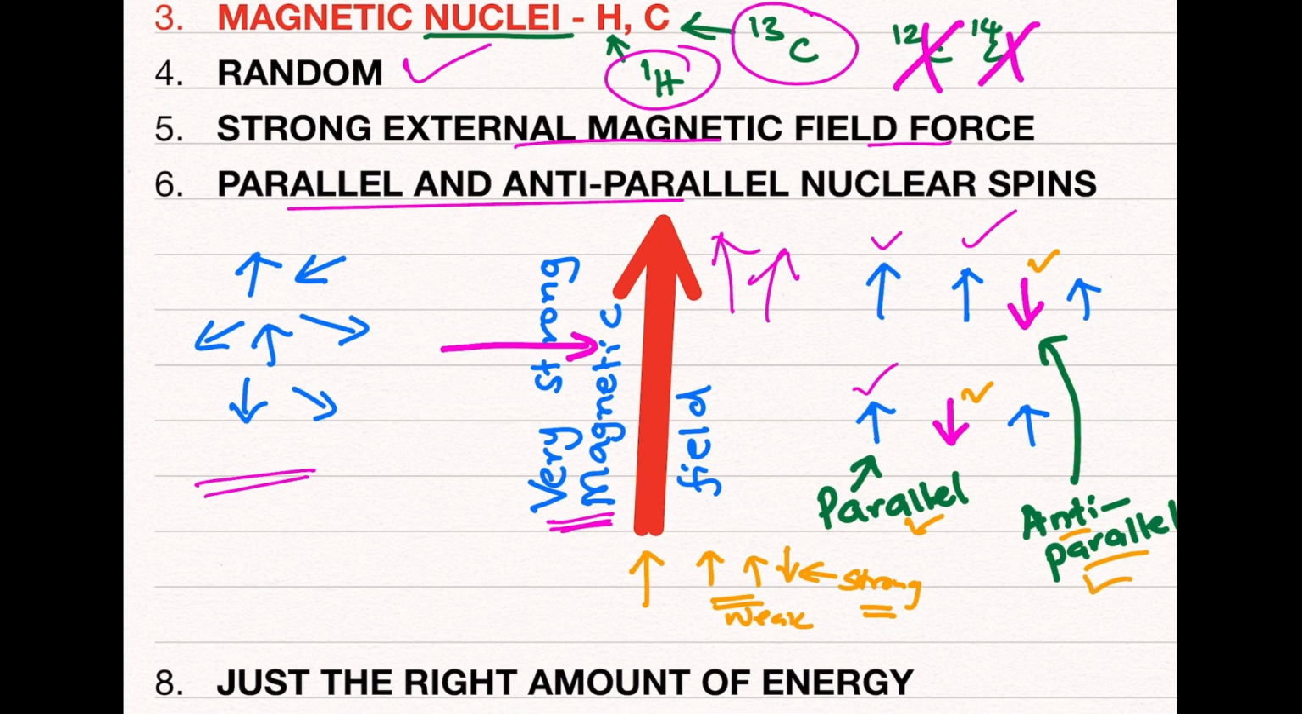The same principle applies in these nuclei. The nuclei that are facing the same direction with the magnetic field or force have low energy. So these are low energy. Parallel ones have low energy, while anti-parallel ones have high energy.